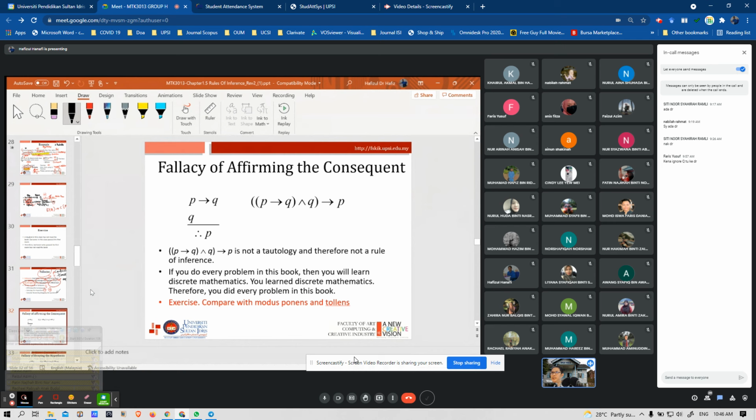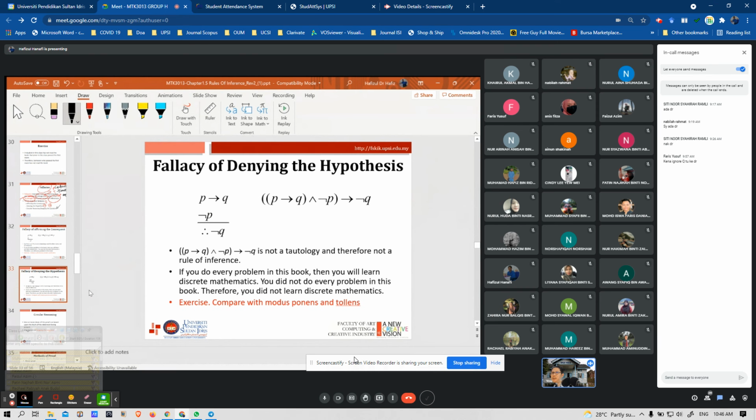If you do every problem, then you will learn discrete mathematics. Okay, this one we have a modus ponens, because we want to eliminate the Q. And then the second one is modus tollens. Okay, modus tollens, we negate the premises. Okay, P implies Q and negate Q implies negate P.